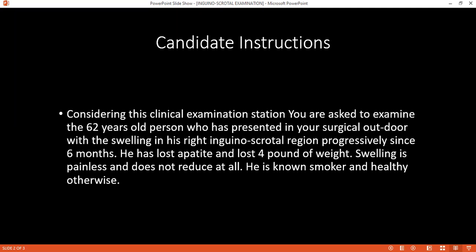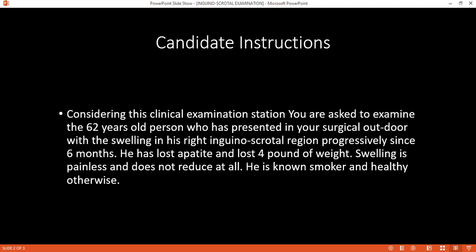Then I will explain the exposure, which includes exposing the lower part of the tummy and the upper part of the leg, keeping the underpants on. Then I also ask whether the patient would like to have a chaperone present. So then positioning. I would like to examine the patient first on standing.